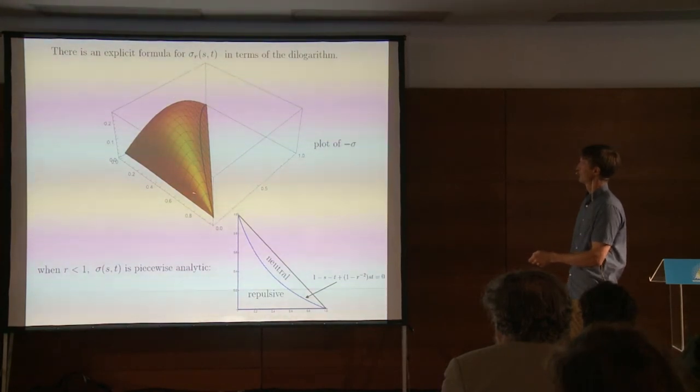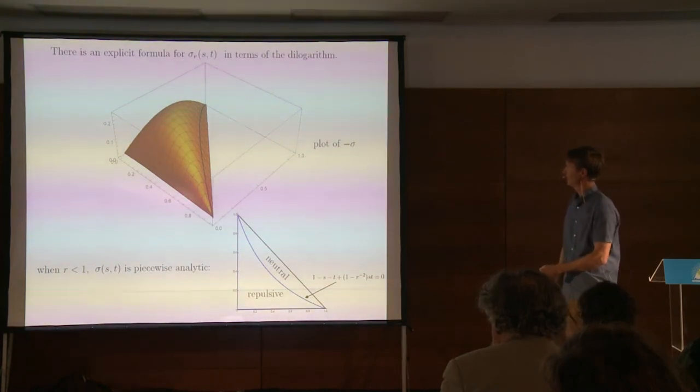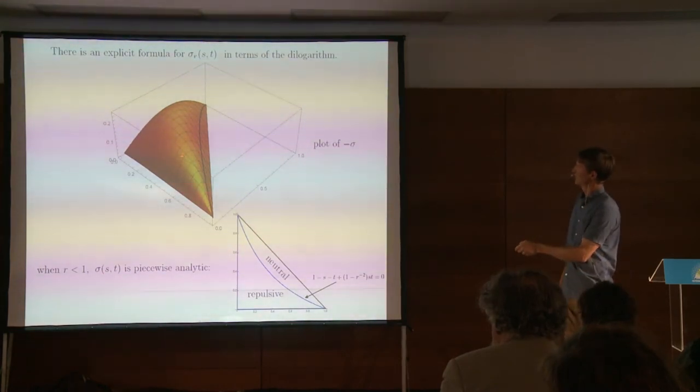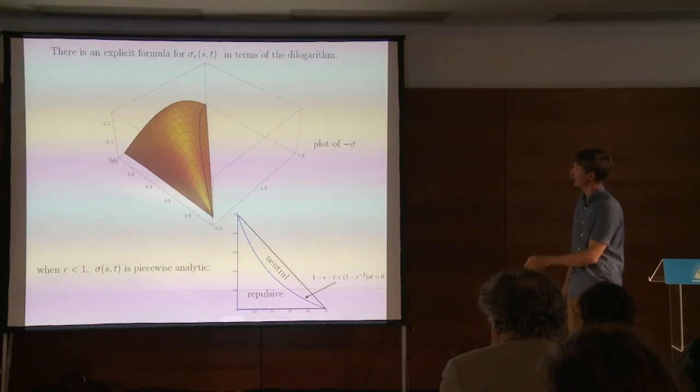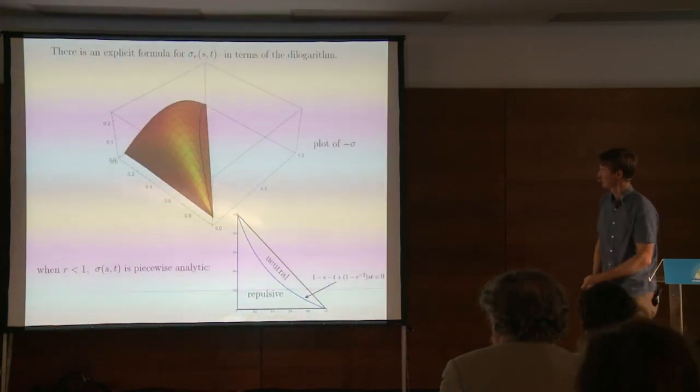There's a formula for sigma. It's got some interesting behavior, which is that it's only piecewise analytic. It's nice, strictly convex here. Minus sigma, so sigma is actually convex. But then there's this piece where it's actually linear. And that phase transition corresponds to the place where the ovals join up.